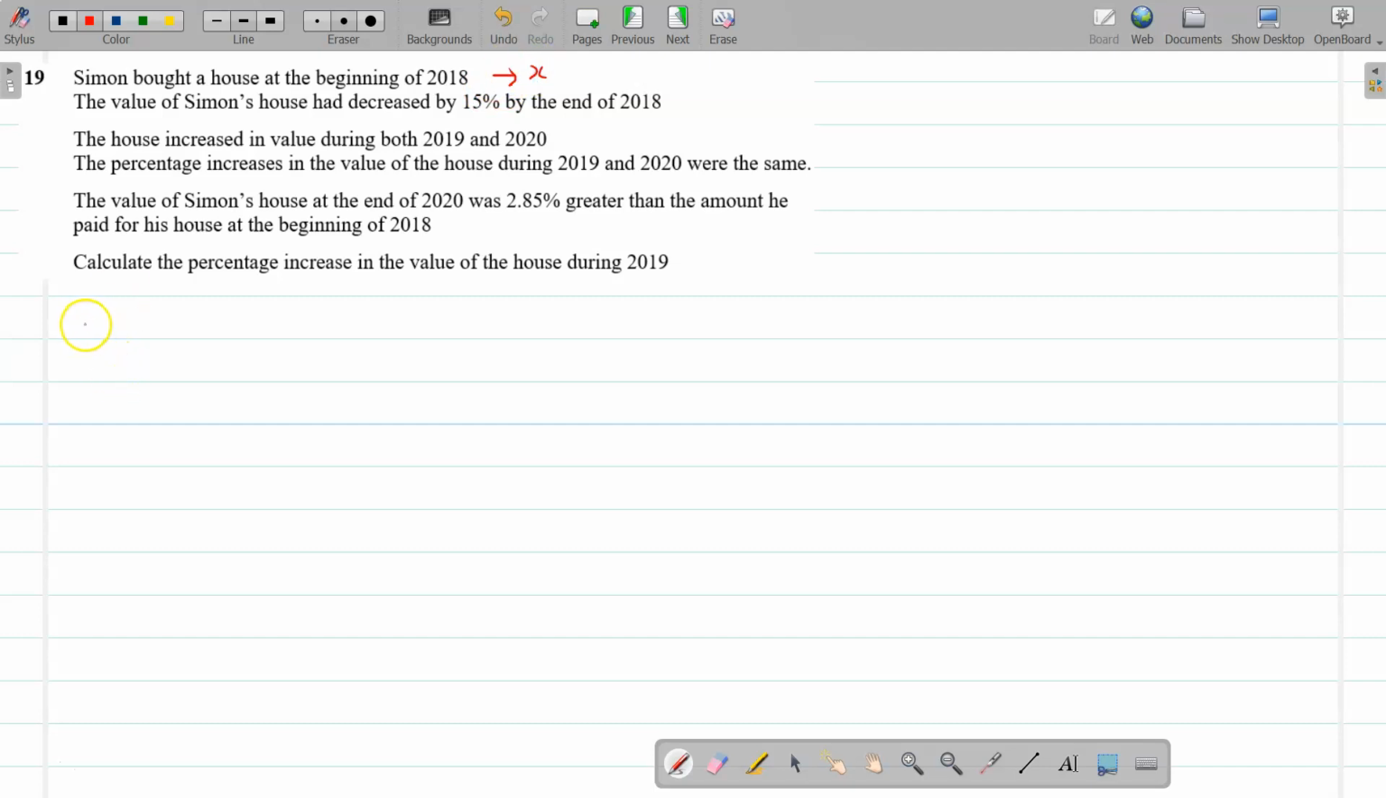Now, I'm going to take a sort of timeline here. So I'm going to take X and multiply it by 0.85 because it fell by 15% in that first year. And then for the next 2 years, it increased by, let's say, Y% twice. That's for 2019 and 2020.